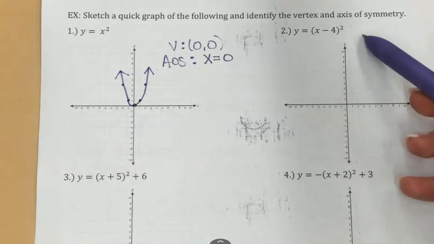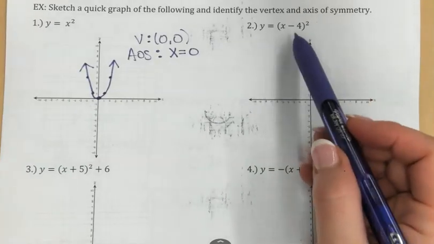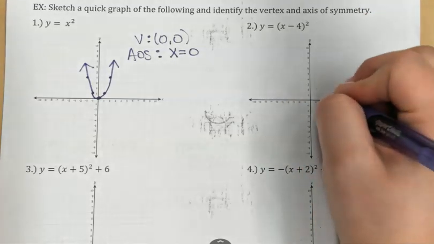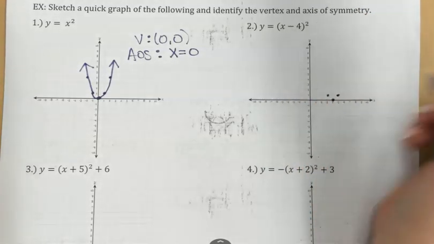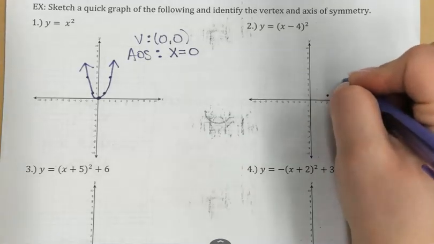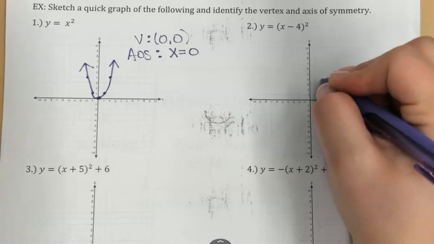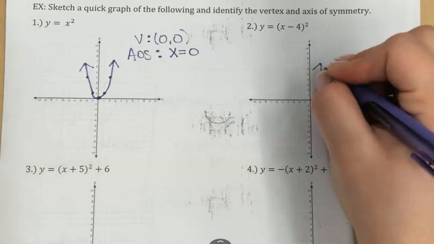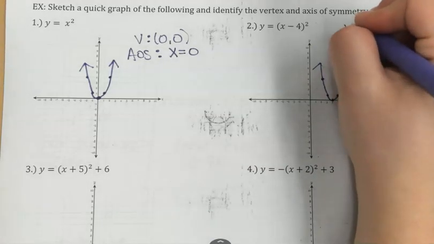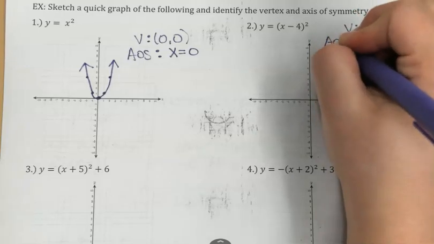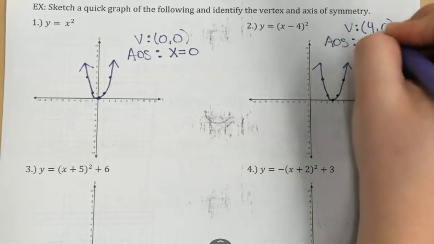So let's look at this transformation and see what happens. I am moving 4 to the right here. So there's my vertex, there's 2 more points. 1, 2, 3, 4. I'm going to use my axis of symmetry. There is my parabola. My vertex now is at 4, 0. And so my axis of symmetry has moved to x equals 4.